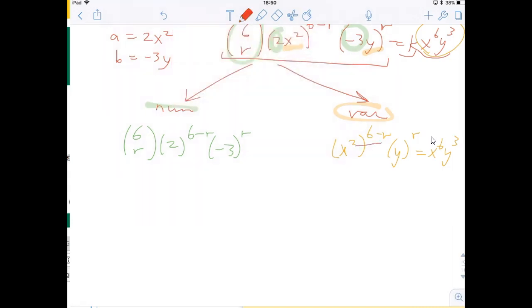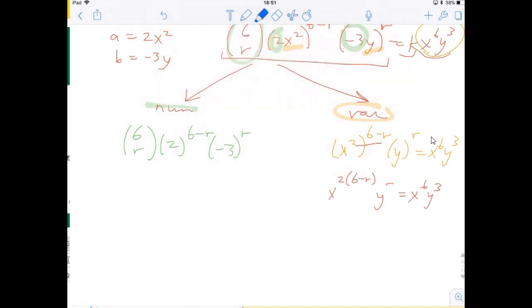exponent expressions, okay? So actually, if you have x squared to the 6 minus r, do you multiply or do you add the exponents? Well, if there's only one base, you multiply the exponents. So it's going to be x to the 2 times 6 minus r. And then the y to the r, you just leave that. And then you equate that to x to the 6 y cubed.